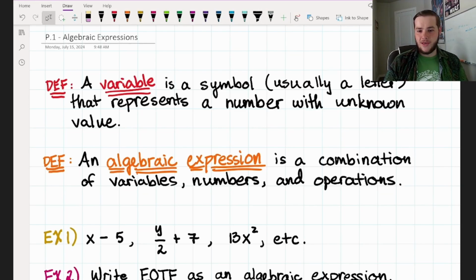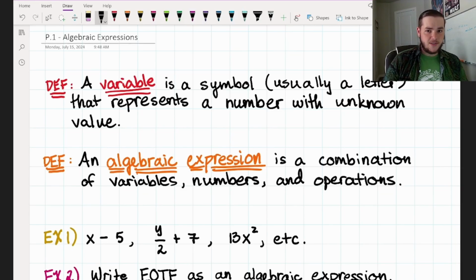And these are the kind of things you see all over your math classes, like what I have in example 1 down here. Example 1 shows a few different kinds of algebraic expressions like x minus 5, or y over 2 plus 7, or 13x squared, something like that.